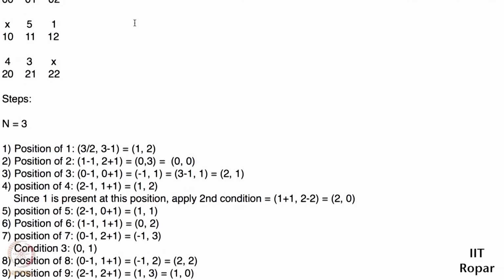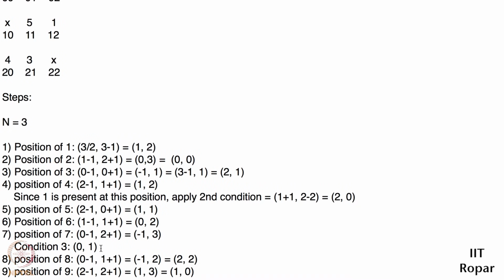Okay. Now next is 8. 0 comma 1 is my PQ, so 0 minus 1 and 1 plus 1, so it becomes minus 1 and 2. So I will use this condition only, that is, the row is becoming minus 1, so I will make it n minus 1. So n minus 1 is 3 minus 1, which is 2, so it becomes 2 comma 2. So at 2 comma 2 I'll put 8.